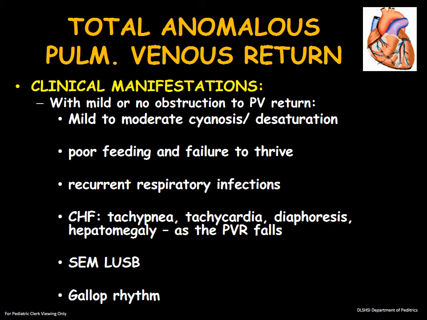So clinical manifestation usually depends on the presence of mild or no obstruction. The patient is only mild to moderately cyanotic or desaturated, with poor feeding and failure to thrive, and recurrent respiratory infections. There are signs of congestive heart failure. You have tachypnea, tachycardia, diaphoresis, hepatomegaly as the pulmonary vascular resistance falls. A systolic ejection murmur is usually heard at the left upper sternal border and your patient can have a gallop rhythm.